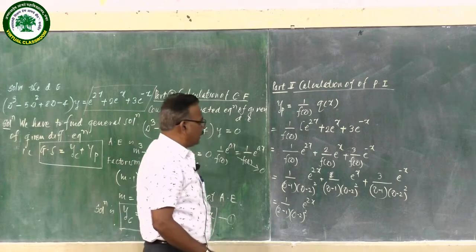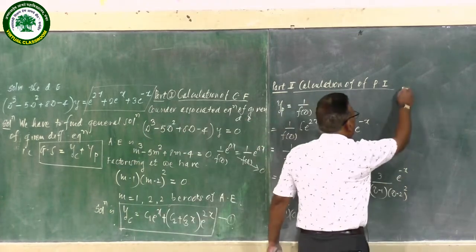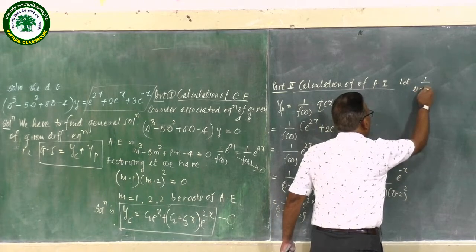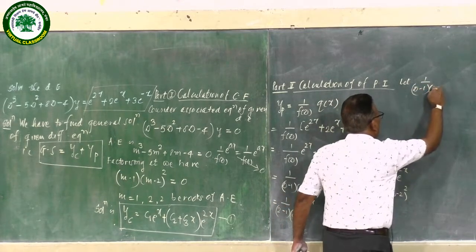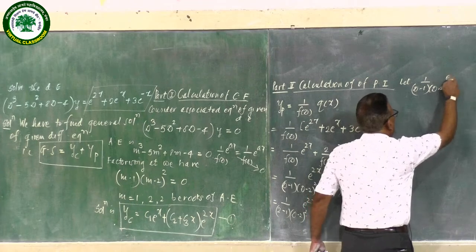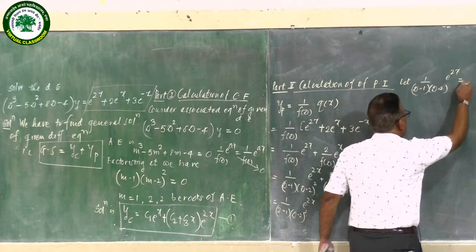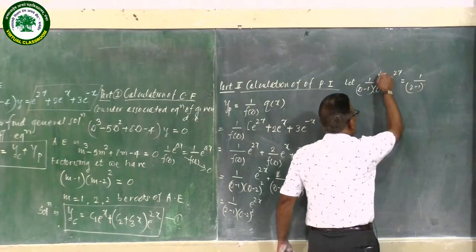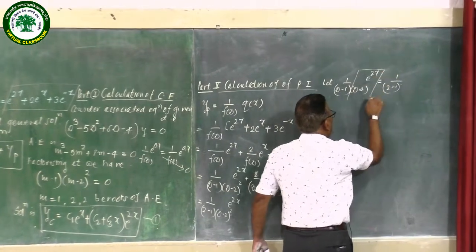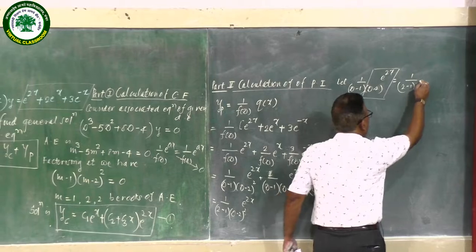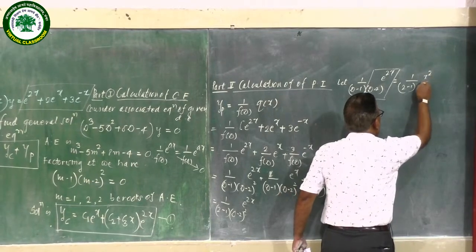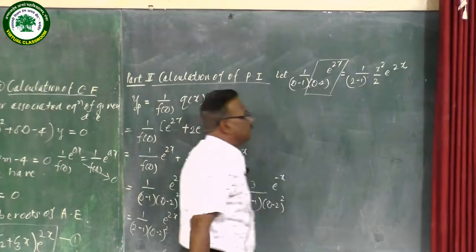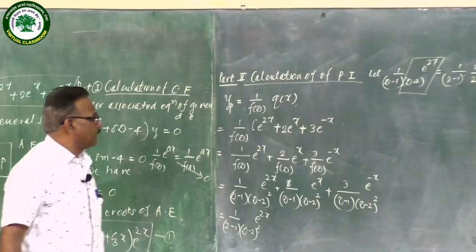We are considering 3 different cases here. Let 1 over (D minus 1)(D minus 2) e raised to 2x. What will happen here? 1 upon 2 minus 1 into the solution of this part, the root is repeated 2 times, therefore x square divided by 2 and e raised to 2x. This is the solution of the first part.